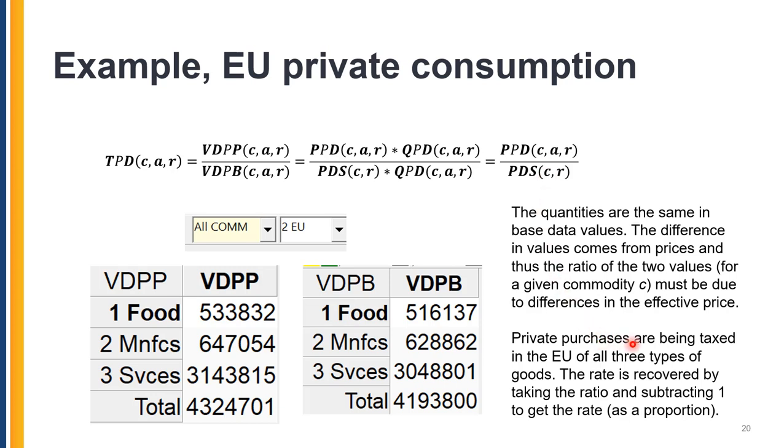So private purchases are being taxed in the EU. We can tell that right here. So just compare. You can see what I'm doing is opening the header VDPP and the header VDPB, and I'll do that for all commodities and isolate on the EU. If we compare across those two, you'll see that the paid amount, the buyer's valuation, is higher than the market's. That means part of theirs is going towards taxation. All three goods.